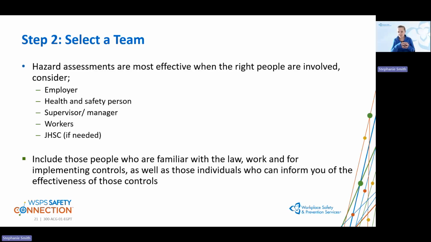But again, you want to select your team ahead of time. Who are you going to have involved? JHSE, you may have different members involved for different sections as well, because you want the JHSE member who knows about the information about the hazards of that area as well.